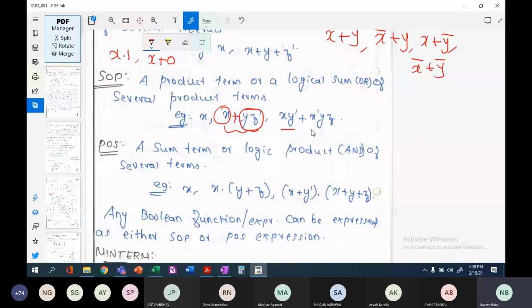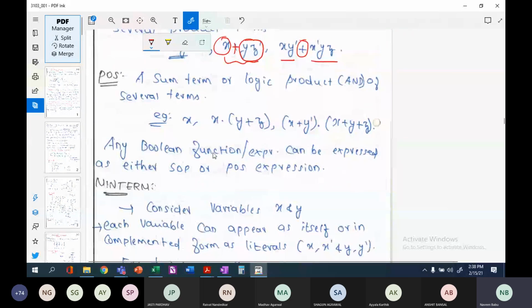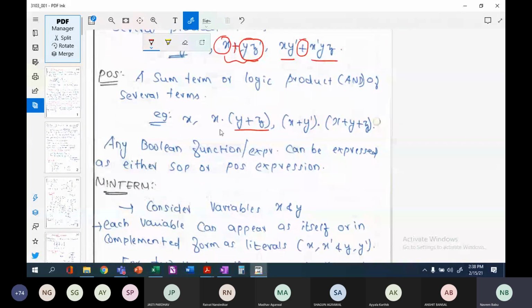Similarly, one product term, second product term and their sum. Next, what is the product of sum term? This is one sum term, this is one sum term and their product. A sum term and another sum term and their product. That is what is called a product of sums term.